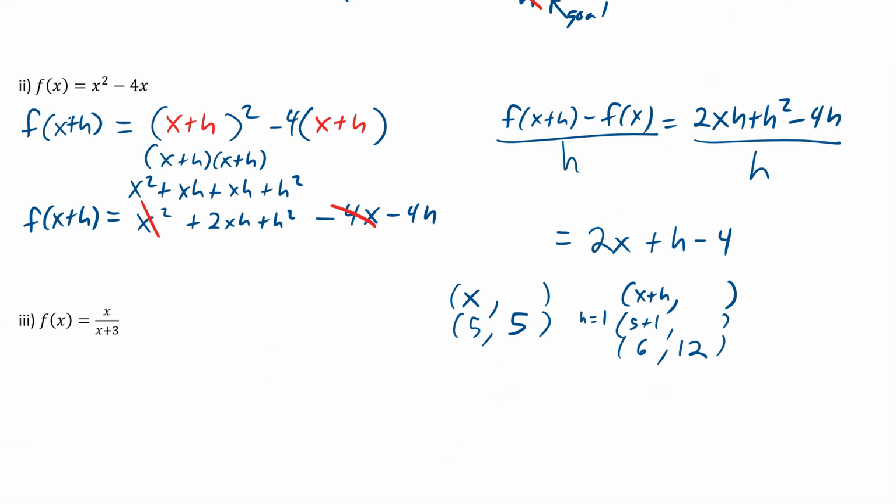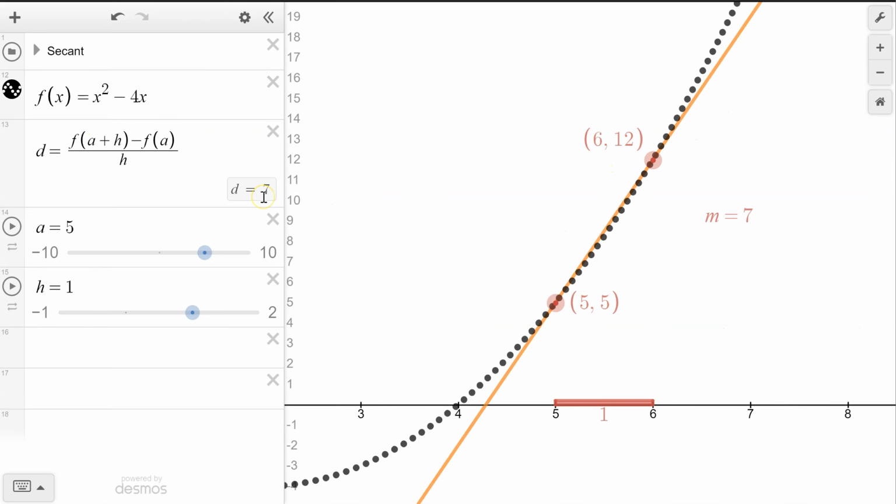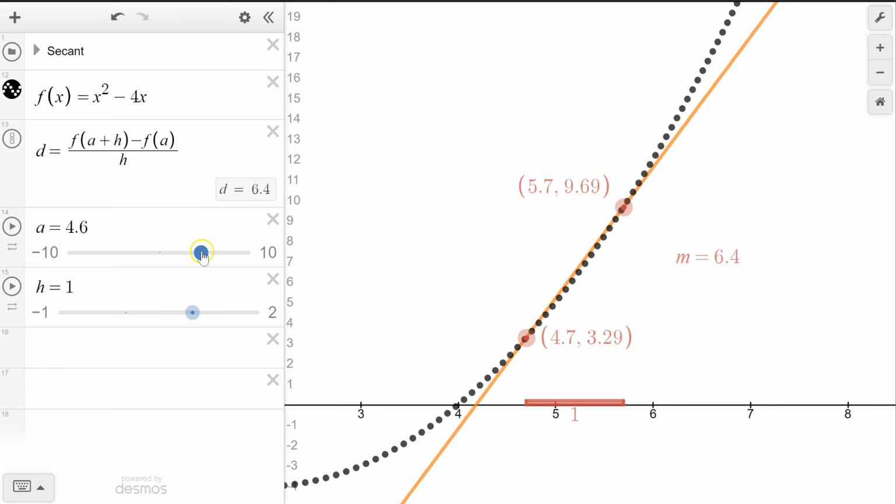So all it is is y2 minus y1 over x2 minus x1. And you can see our h here is 1. It's the difference between the two. That's what our h is. It's the two x's, the x plus h and the x. And then 12 minus 5 is 7. So that gives us a slope of 7. And you can see with the difference quotient, it gave us the 7. So it's a formula that pops out slopes of the secant line all the way through.